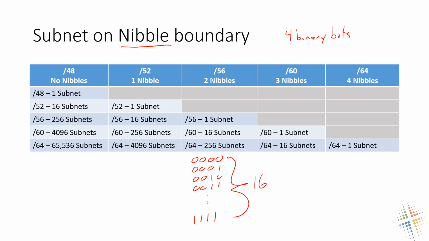So if I ask my ISP for a /64, then that means I'm using all 4 possible nibbles. Remember, we said you go from a 48 up to a 64. That's 4 possible nibbles. So if I'm using all 4 nibbles, then that means I can create one /64 network. Obviously, if they give me a 64, I can only create a 64.